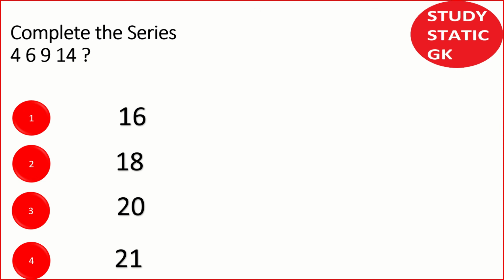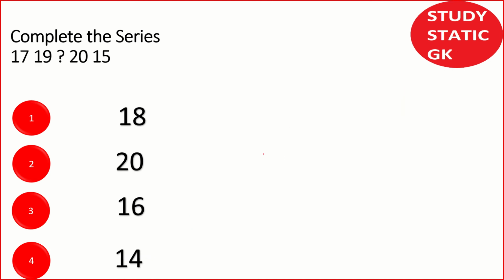Next, complete the series. Here we have 4, 6, 9, 14. Here we are adding 2, adding 3, adding 5. Next we have to add 7, as simple as that, because it is a prime number series. So 14 plus 7 is 21. So 21 is the answer.